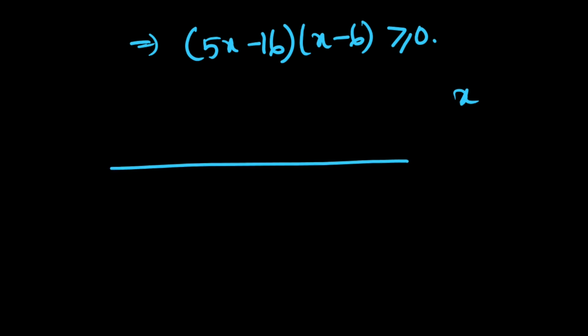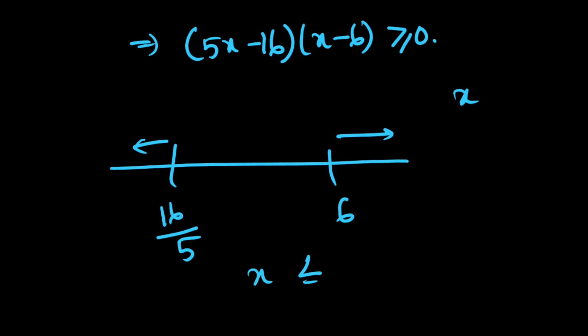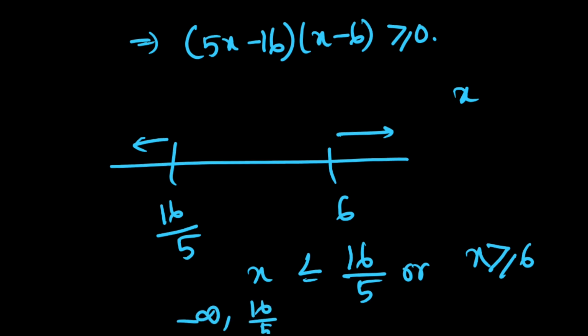So we set each factor to zero: x is 16 by 5 and x is 6. These two values are the critical values of this function. When the product is greater than or equal to 0, x lies on this side or that side. That means x is less than or equal to 16 by 5 or x is greater than or equal to 6. Therefore the domain of this function is minus infinity to 16 by 5 union 6 to infinity.